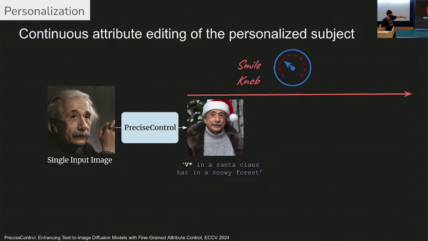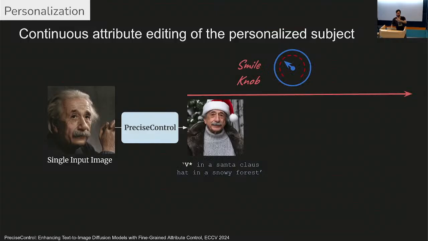For example, in this image, I have learned the V star and generated this composition, V star in Santa Claus hat and something. Now I want to increase the smile of the person, keeping everything else fixed. One way is you can just put it in text, like V star smiling, V star more smiling and so on. But it will change the background because it is generating from scratch, from complete noise.